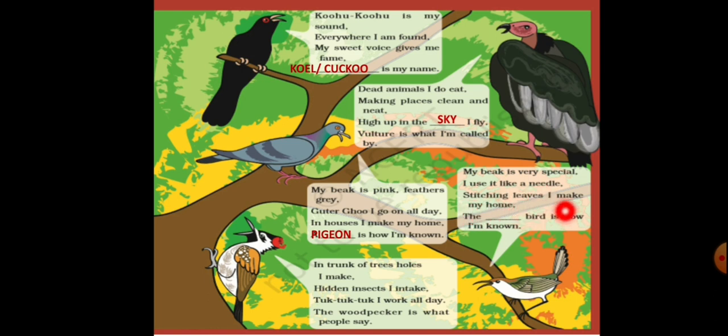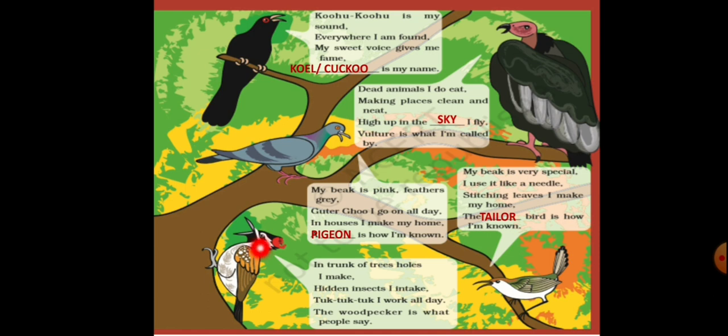Stitching leaves, I make my home. The dash bird is how I am known. Stitching, it can do the stitching, matlab सी सकता है. Who does the stitching? Yes, a tailor. So what is this bird called? This bird is also called a tailor bird.